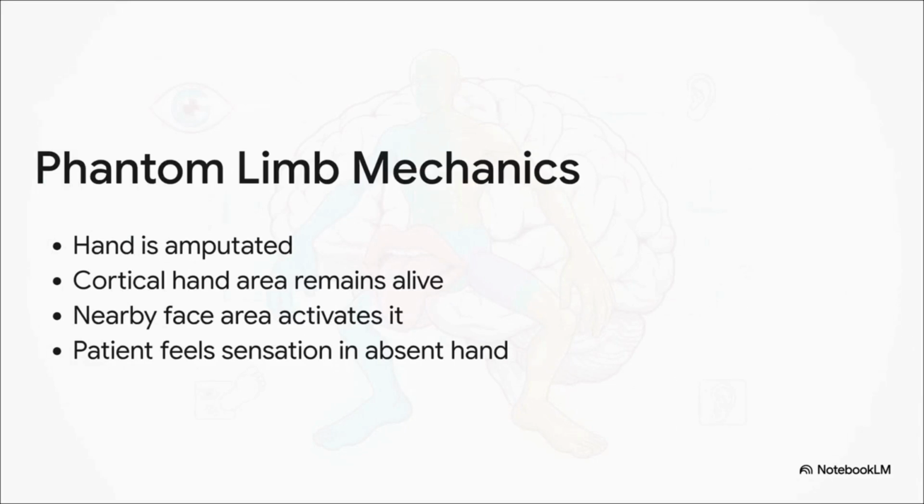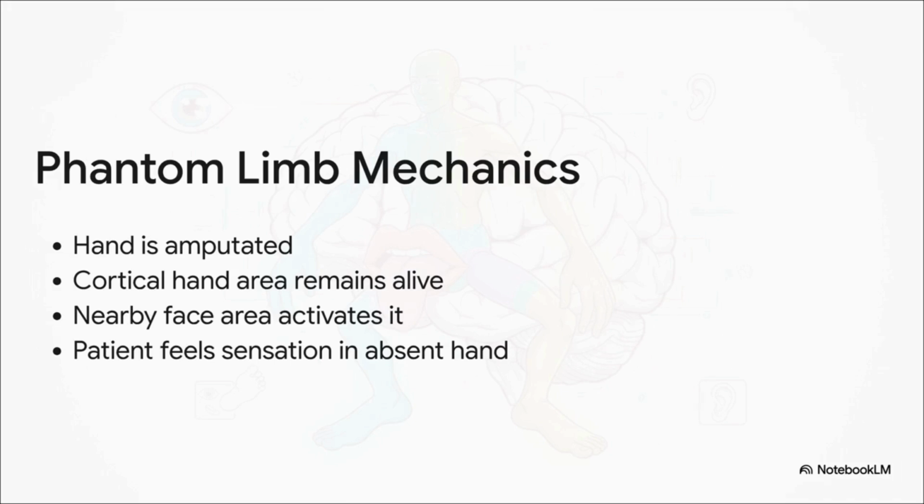Which leads us to one of the most fascinating phenomena in all of medicine, the phantom limb mystery. You've probably heard of phantom limb syndrome, right? It's where amputees continue to feel tingling, pain, or even full movement in a limb that is literally no longer there. For a really long time, this was just a total medical mystery, but the mechanics behind it are honestly astonishing. Let's say a hand is amputated.